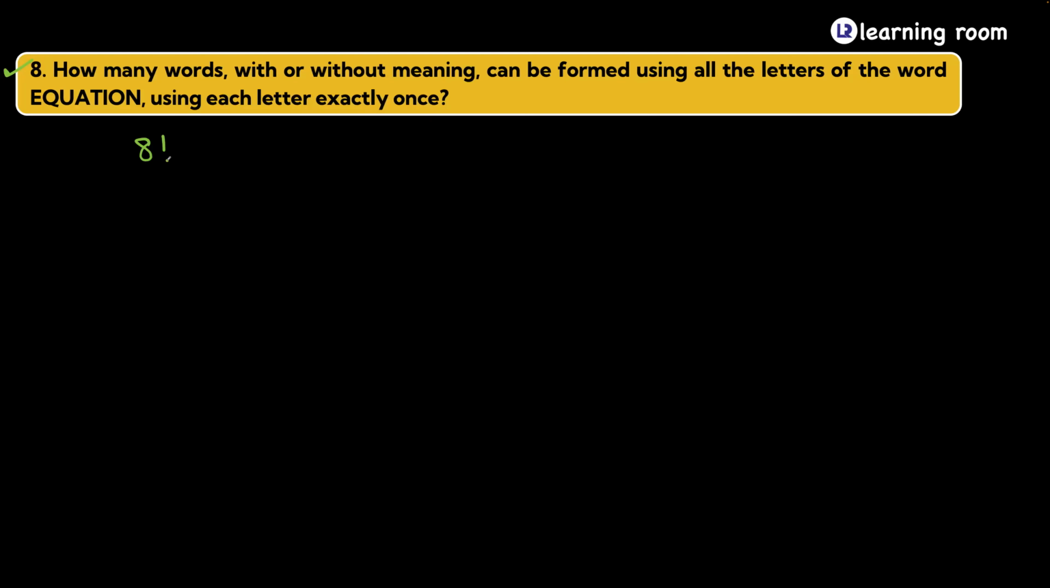How much? 40320. So 6 factorial is 720. 720 into 7, you'll get 5040. Clear?